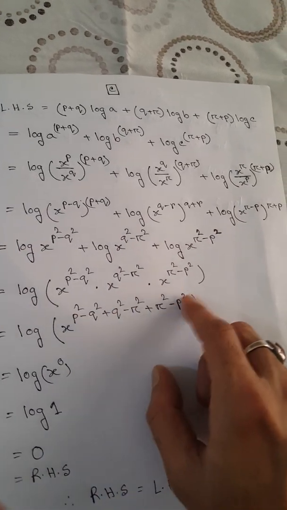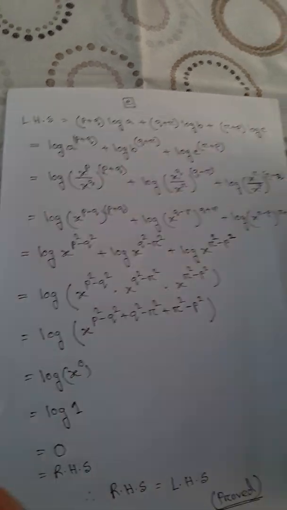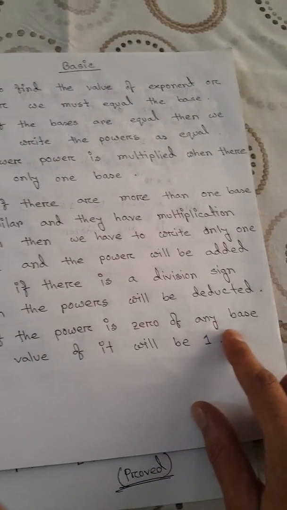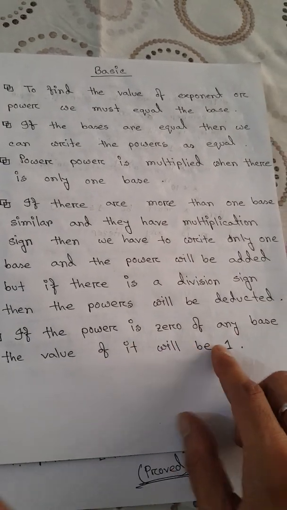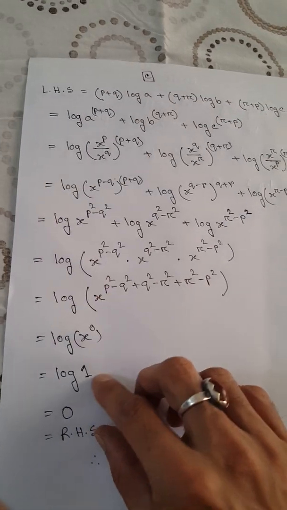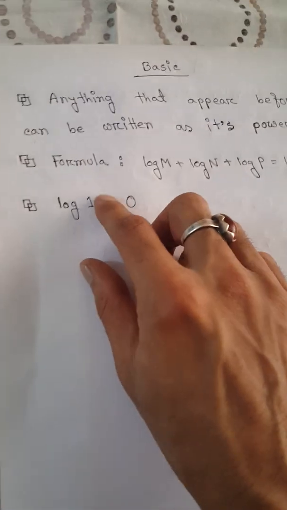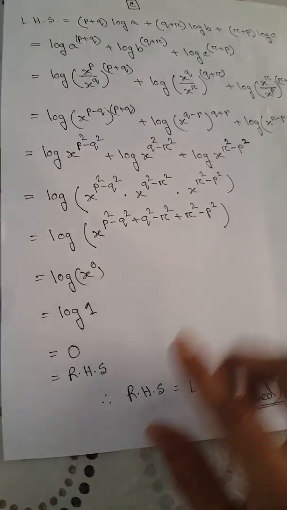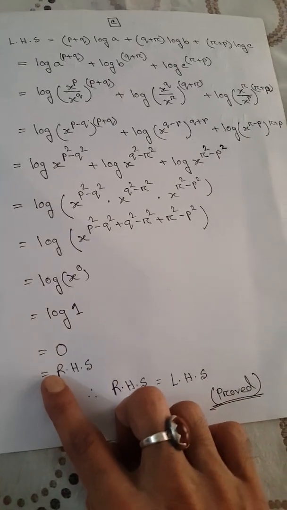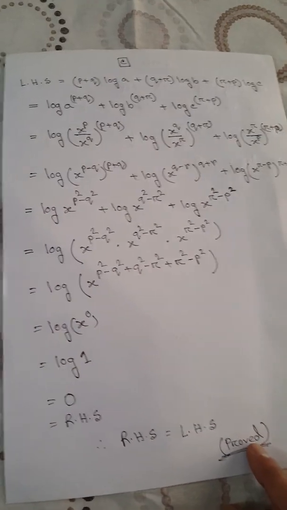If we cancel all the things, then we will get 0, and we know the basic again: if the power is 0 of any base, the value of it will be 1, so x to the power 0 will be 1, and hence log 1 is equal to 0. This is another formula, you have to keep it in mind. Log 1 is equal to 0, and hence we find 0, and that is our right hand side. So left hand side is equal to right hand side, proved.